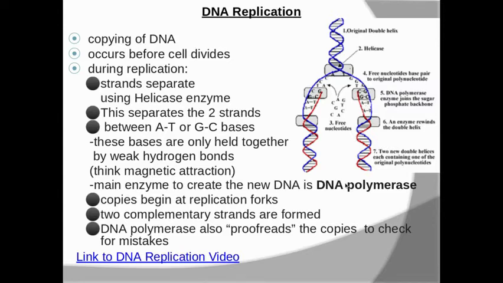Once those bases are put back in, the two complementary strands are formed, and DNA polymerase is also going to be proofreading to make sure there's no mistakes. The DNA will coil back up, and the finished copies will be released. Now, we have a link down here to take you to a video that'll show that in a little more detail. And please make sure that you take the time to watch those linked videos because they do a great job with the animation that we just don't have the ability to show.